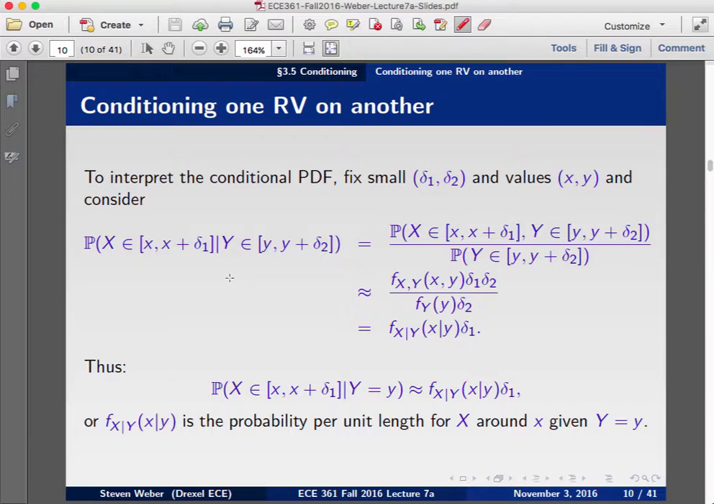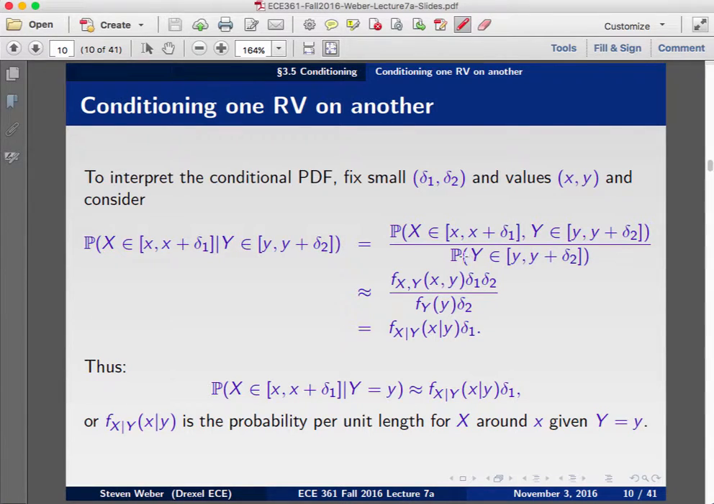Now, by definition of conditional probability, the probability of A given B is always the probability of A and B over the probability of B. In this context, when I apply that definition, I put both of these events in the numerator: the probability of x being in the interval x to x plus delta 1 and y being in the interval y to y plus delta 2. That is, the probability of the event that the pair xy is in the square with lower left-hand corner x and y and widths delta 1, delta 2.